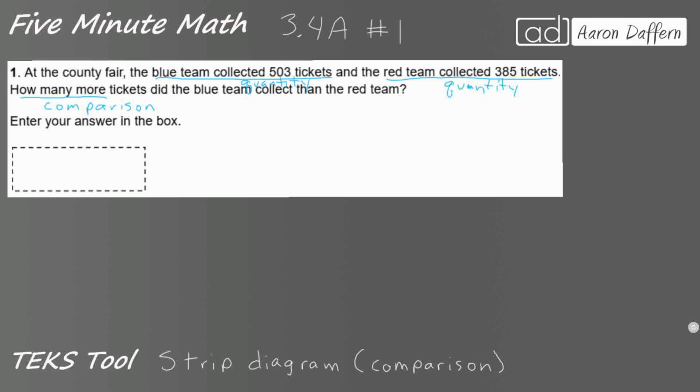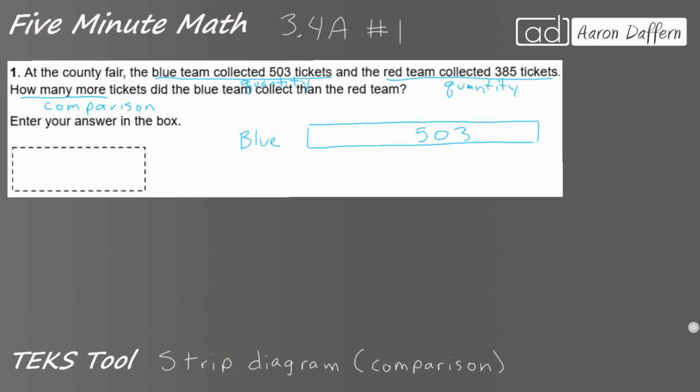Let's draw a comparison strip diagram. So this is how we're going to do it. We're going to write blue team right here. Let's just write blue. I'm going to draw a single bar that is about that long, and we'll label this as 503. That's how many tickets the blue team has.